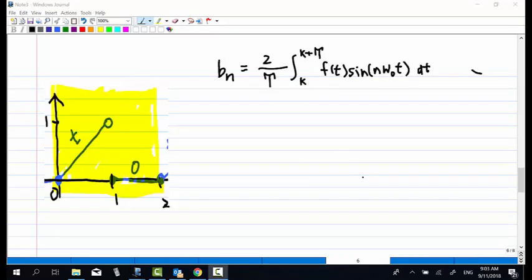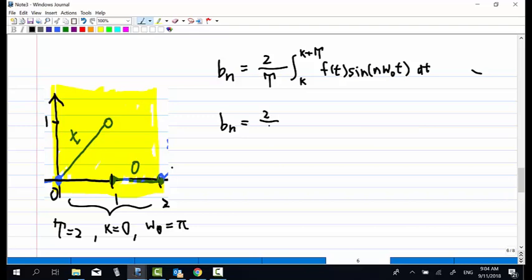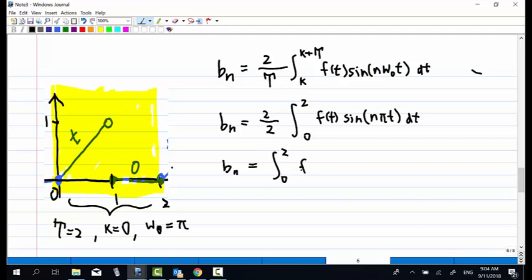Next, we are going to find bn now. Here, for bn we have period T equal to 2, right? From here to here, the period is 2. And then k we can take 0. And then omega 0, we calculated earlier, is 2 pi over T, which is pi. So put this in, we get bn equal to 2 over 2 times the integral from k equals 0 to k plus T equals 2 of f(t) sine n pi t dt, which is equal to the integral from 0 to 2 of f(t) sine n pi t dt.